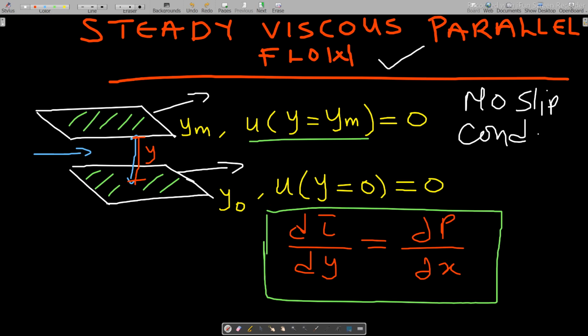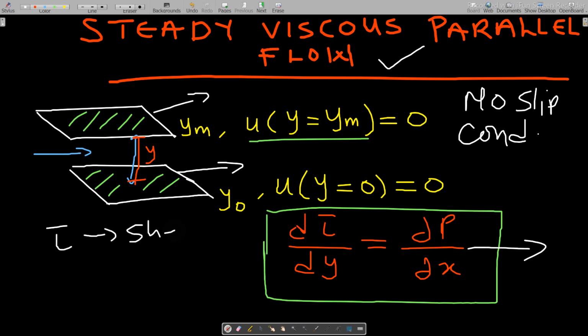Now if you go through the derivation of this whole equation here, we'll come back and get a formula like this that I have here. You have d tau dy equals dp dx. Now this tau that you see in this equation, let me erase something. All right, so the tau you see there is actually shear stress.